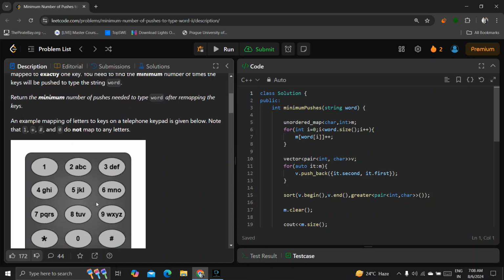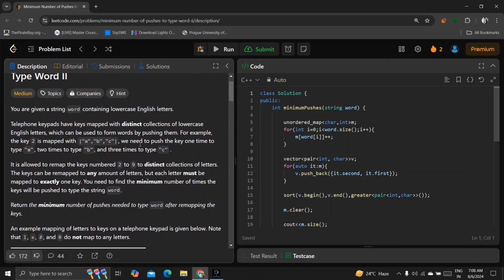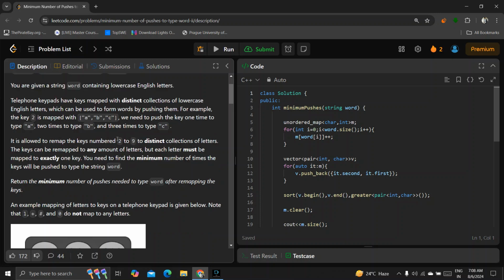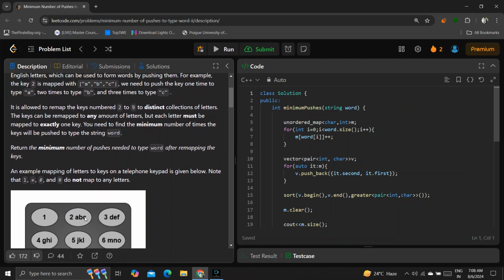Here you are given a keypad, and each key from 2 to 9 is mapped with the English characters from A to Z. For example, the key 2 is mapped with ABC. If you need to type A, you have to push this key one time. If you need to type B, you push this particular key 2 times. And if C, you push the key 3 times.